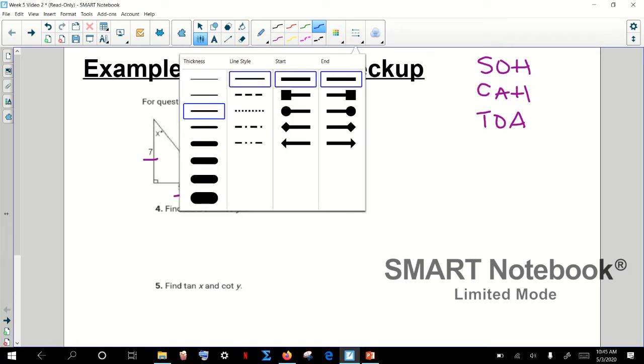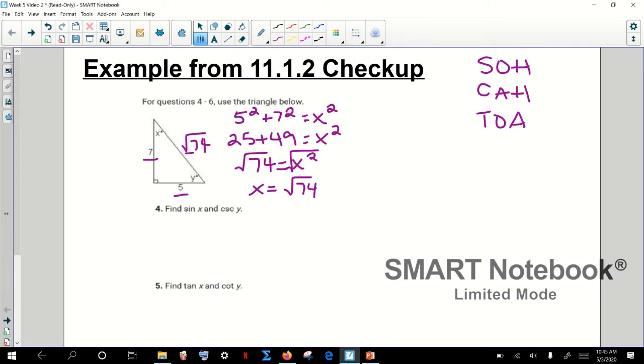so we can go on and find the different trig ratios now that we have all the information we need. So let's first find the sine of x. All right, so here's our angle x. Remember that sine is the ratio of opposite divided by hypotenuse, so the opposite side to angle x would be 5, and then the hypotenuse is square root of 74.